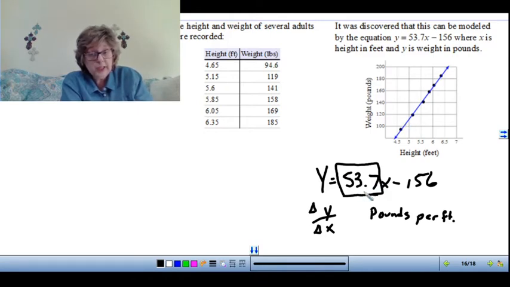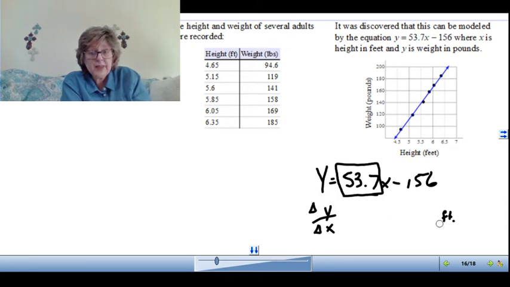So when we're looking at it, we look at this slope and we look at our units along the y-axis per 1 unit along the x-axis. And I understand slope is rise over run, but that's the way we want to look at it or interpret it when we're talking about real life situations.